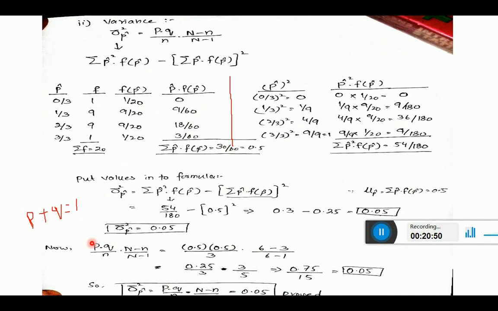So the variance of the sampling distribution of proportion is 0.05, and the right hand side, p dot q divided by n into the fpc factor, is also 0.05. We have solved the mean property and the variance property of the sampling distribution of proportion, and that was the last section of your sampling distribution. That was the last topic.